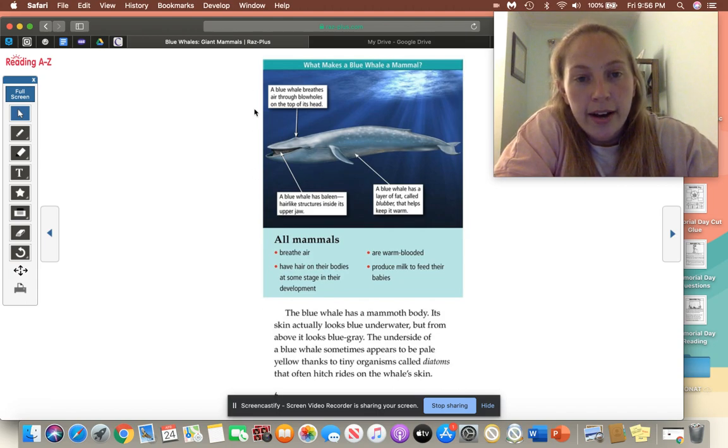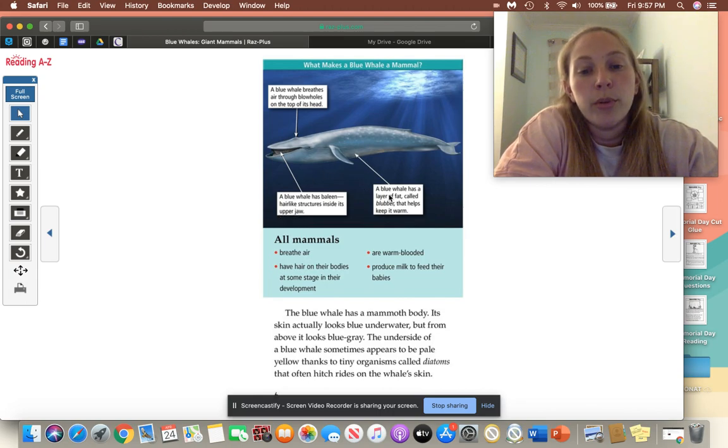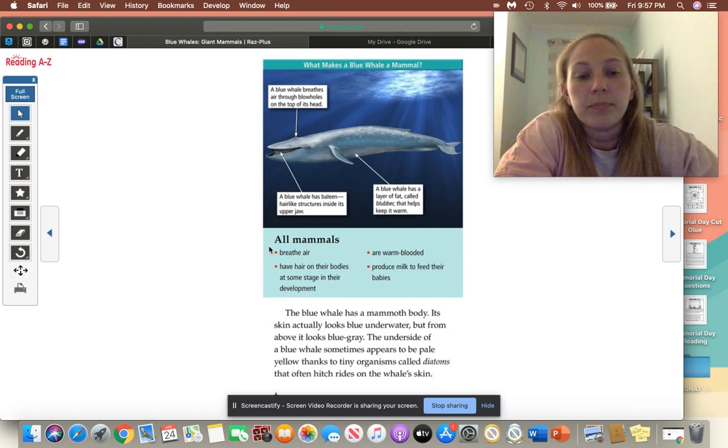So here we have a diagram and it says, what makes a blue whale a mammal? And here are some things that make it a mammal. A blue whale breathes air through blowholes at the top of its head. A blue whale has a baleen, hair-like structures inside of its upper jaw. And a blue whale has a layer of fat called blubber that helps keep it warm.